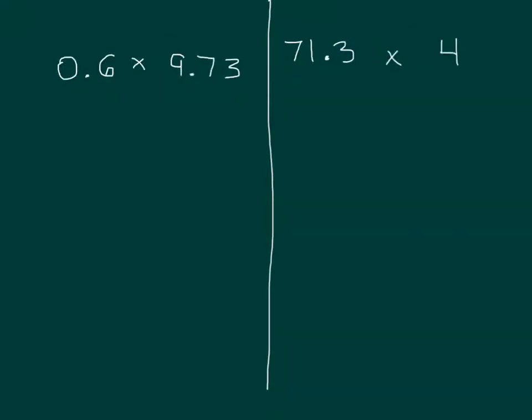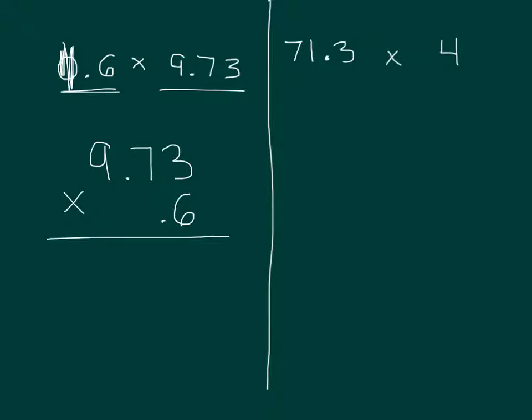So here's another one. I have 6 tenths times 9 and 73 hundredths. The 9 and 73 hundredths is going to go on top because it has the most digits. And now I'm going to put the 6 tenths on the bottom. I don't really need this 0, so I'm just going to take it away. It'll make it easier so I don't have to add a whole bunch of zeros in my answer. You could put it there if you wanted, but it's not necessary. And so now I'm just going to multiply like normal.